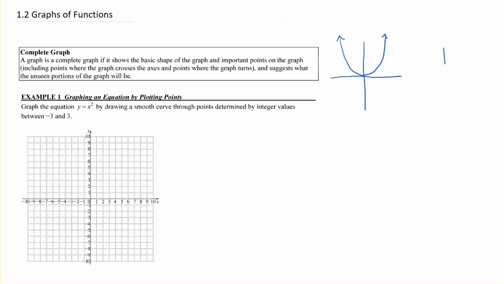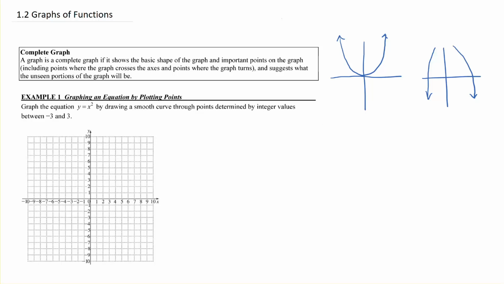Now, if you had a graph of a parabola and it was something like this, and this part up here was off screen, that would not be a complete graph. Or if you were graphing by hand and you did not plot these points up here, that's not complete. Those are important points, those intercepts, x and y intercepts. So that's one example of a complete versus an incomplete graph.